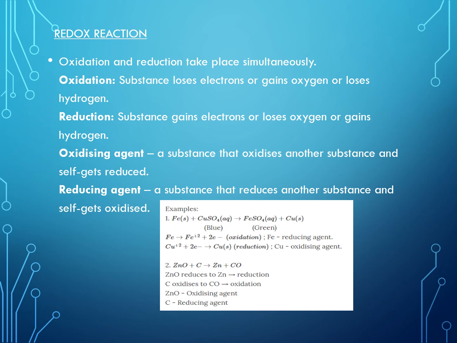In this, zinc from zinc oxide undergoes reduction because zinc from zinc oxide is gaining electrons and becomes zinc. And carbon gets oxidized to CO. That means carbon is giving electrons, losing electrons, and gets converted into CO. That means carbon is undergoing oxidation. Or we can say that zinc oxide is an oxidizing agent and carbon is a reducing agent.